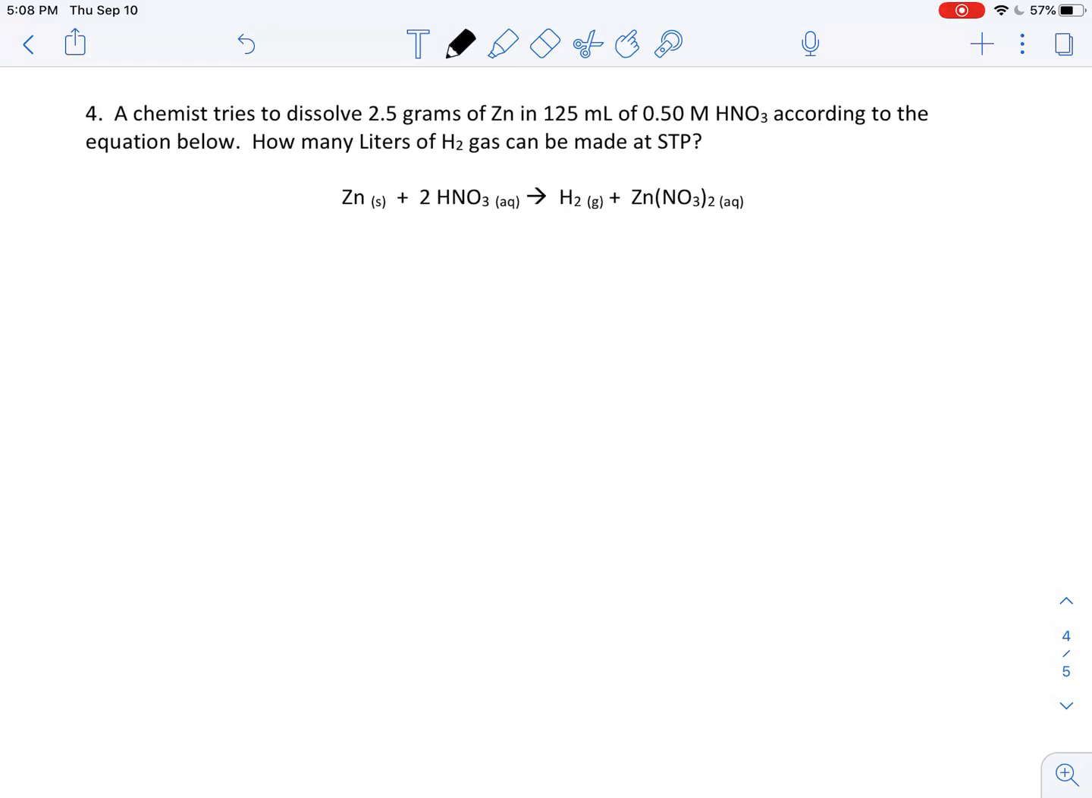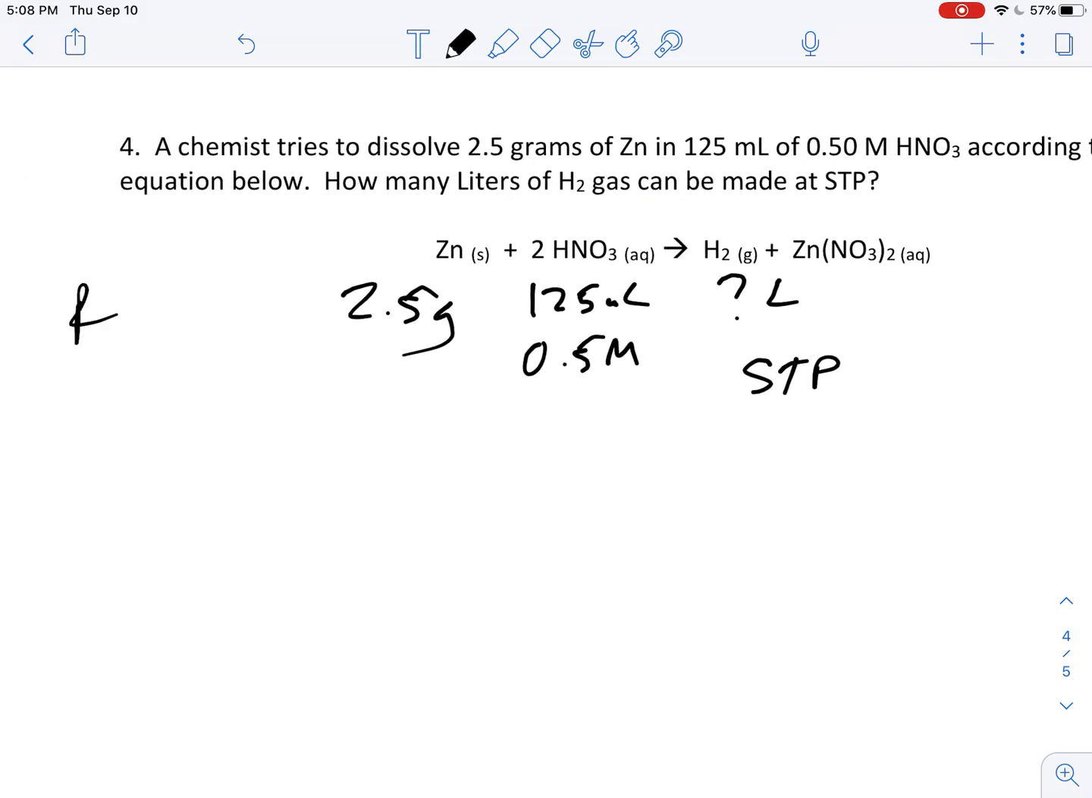Okay, what do we got going on here? Well, I'm going to try to dissolve 2.5 grams of zinc, and I've got 125 milliliters of 0.5 molarity nitric acid, and I want to know how many liters at STP of the hydrogen I am going to make.